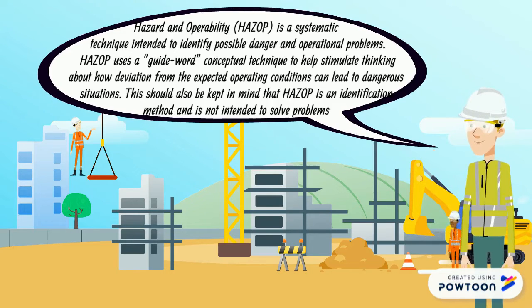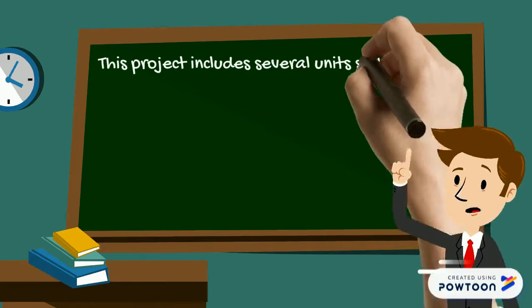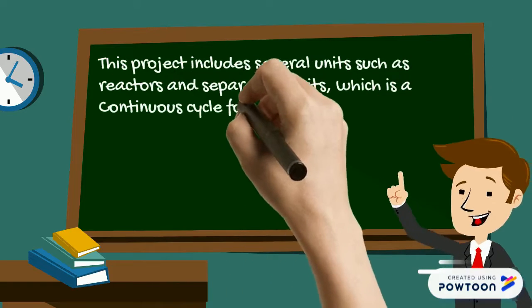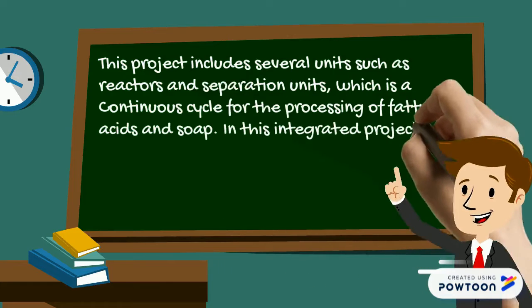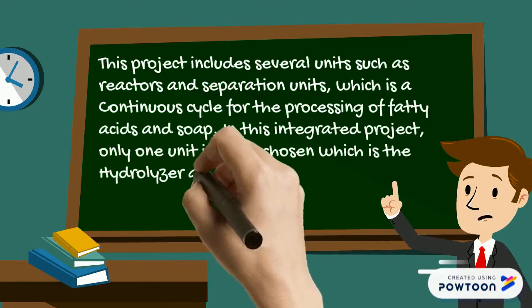solve problems. This project includes several units such as reactors and separation units, which is a continuous cycle for the processing of fatty acids and soap. In this integrated project, only one unit is to be chosen, which is the hydrolyzer, and will be explained in detail in this video.